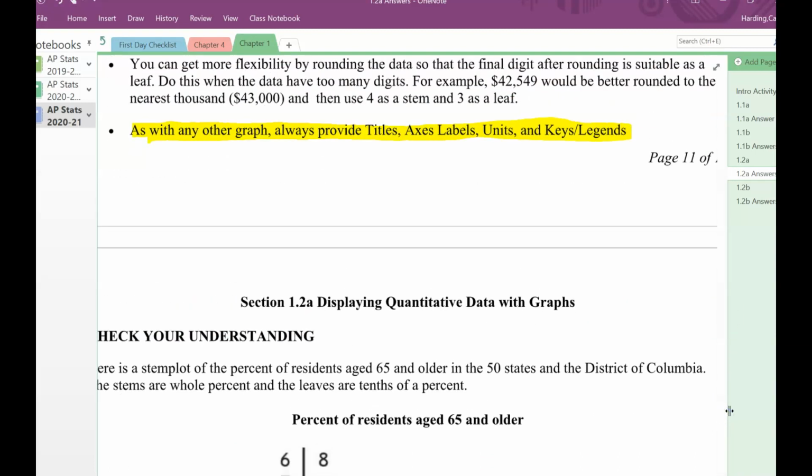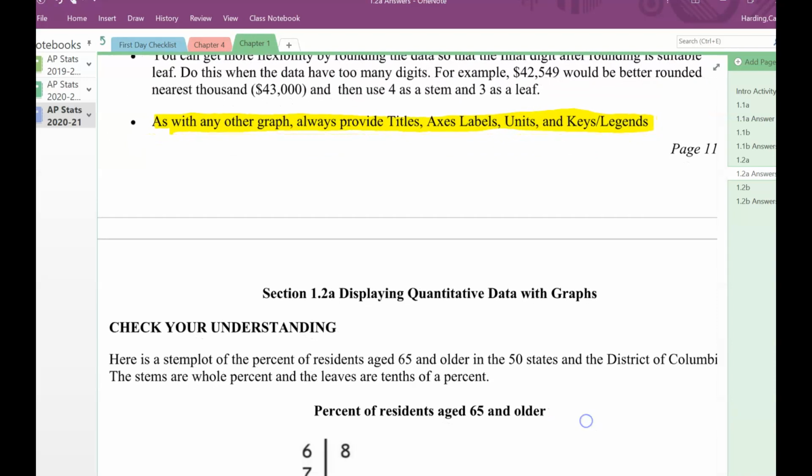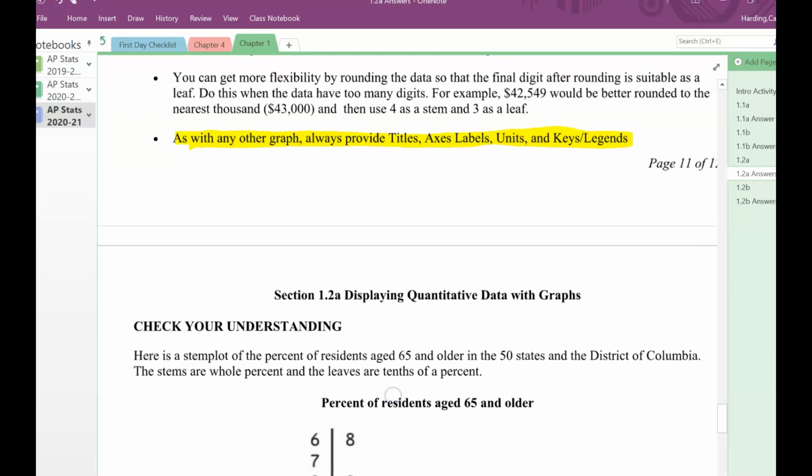All right, so at this point, a little bit off the screen, I would like you to pause your video, and I want you to answer this question here at the end, the check your understanding. So go ahead and pause, complete these last few questions.